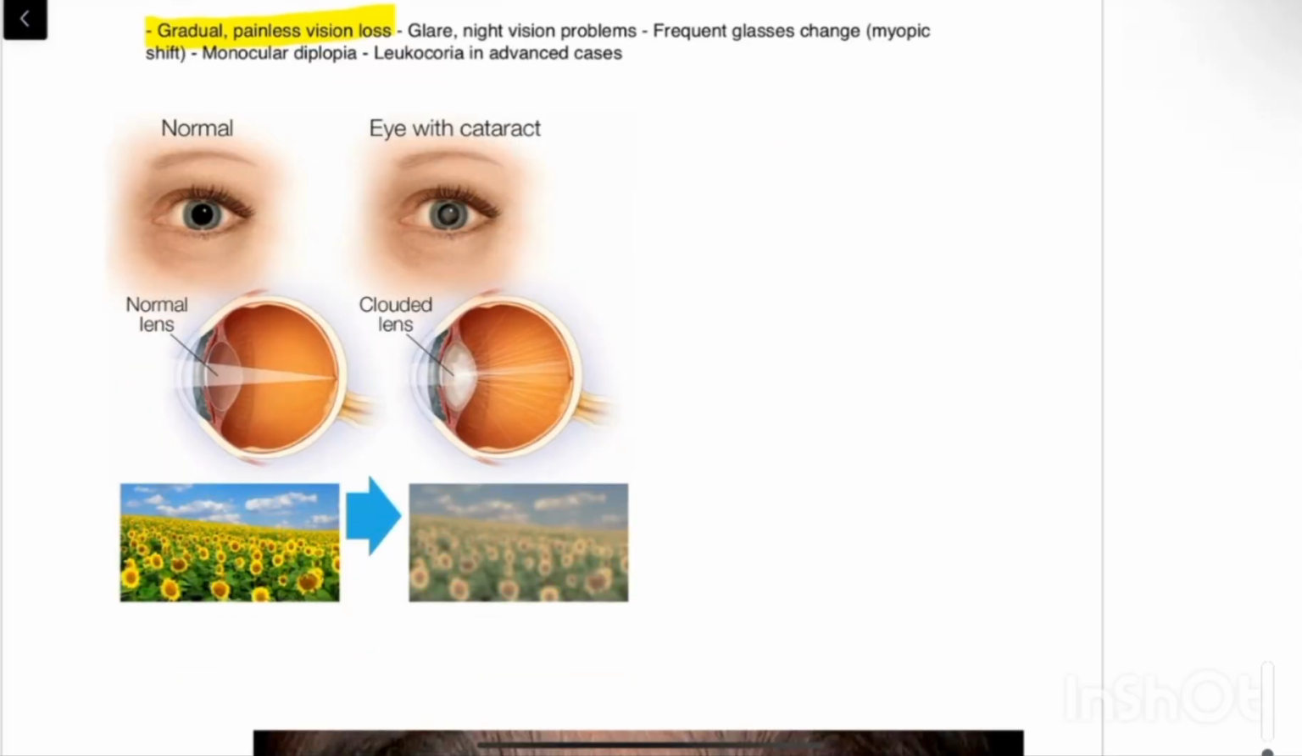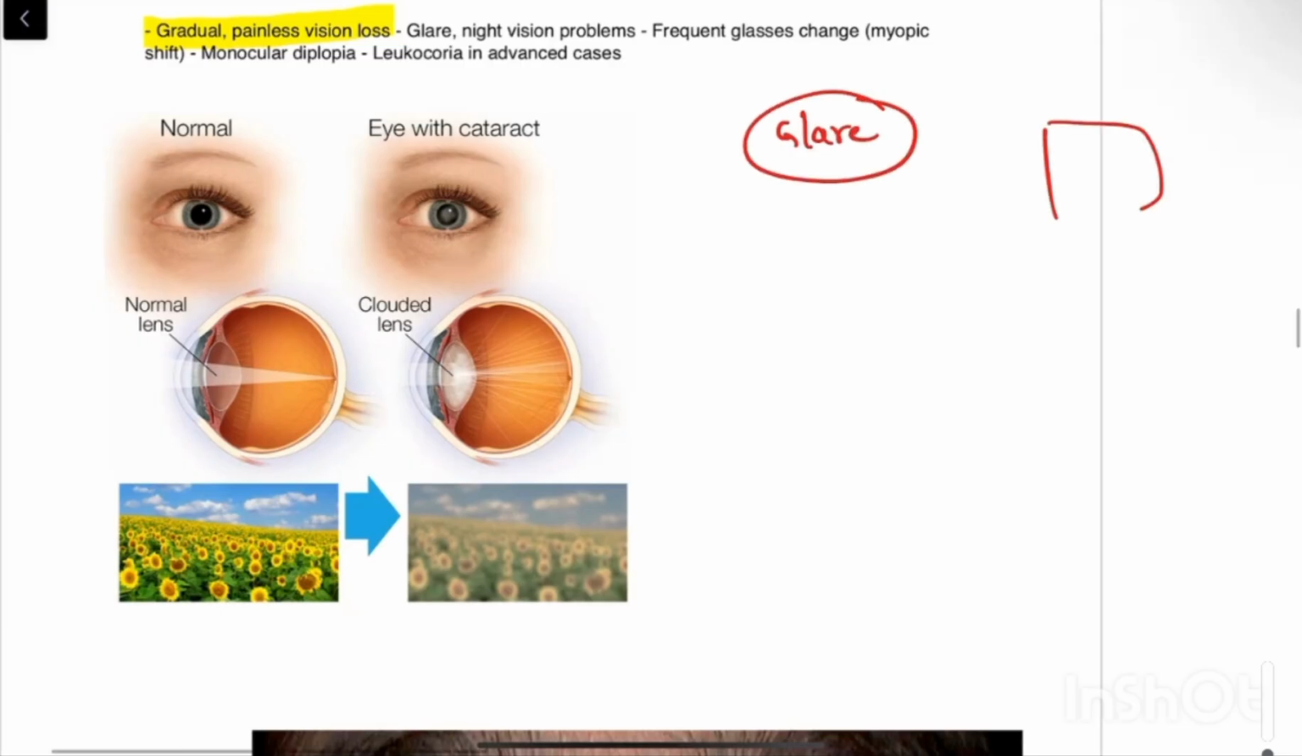The patient will experience glare, just like if we are wearing spectacles and stand in front of a light, we will be able to see glare on the spectacles, right? Like that the patient will see everywhere, whatever he sees he will have a glare in one corner of his eye, that is glare. Along with that there will be night vision problems. So these are usually the two main symptoms the patient comes with.